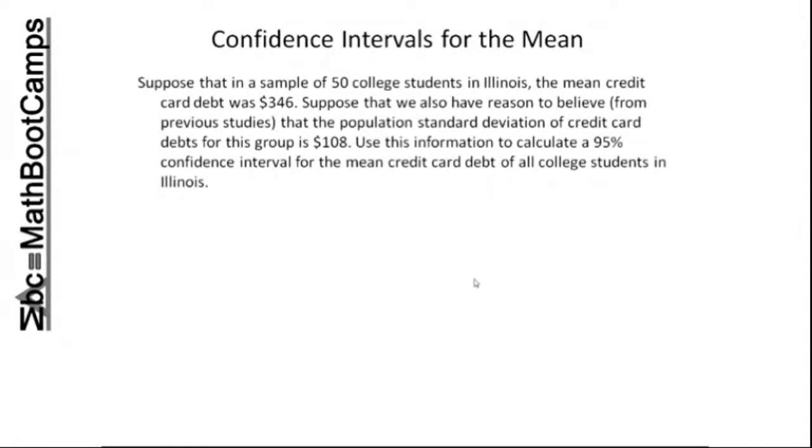Okay, so looking at this particular problem, it says we have a sample of 50. Okay, that's a big group. And the mean credit card debt for this group was $346. We have reason to believe that the population standard deviation, okay, that's pretty big, is 108. Use this information to calculate a 95% confidence interval, et cetera. So the important information I have here, I have a large sample size. I know sigma. And once I have these 2 properties, since we're estimating the mean, that's it. This is a z-interval.